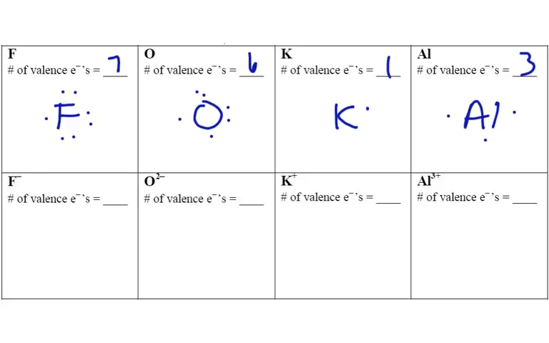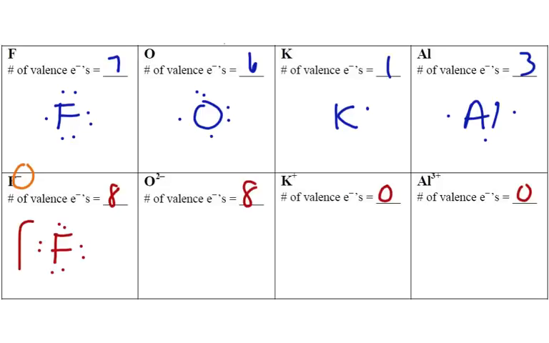So the neutral elements are very simple. Simple ions are not a big problem either. Fluorine has 7, but because of the negative charge up here, we have to add 1, so it actually has 8. And oxygen has 6 plus 2, so it has 8. Potassium usually has 1, but because of the positive charge, it loses it, so it has 0. And aluminum has 3 valence electrons, but because of the charge, it loses them, so it has 0. So when we draw this, we say fluorine, and we're going to give it 8.